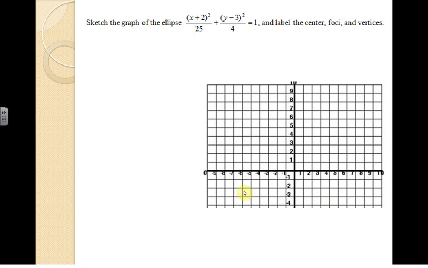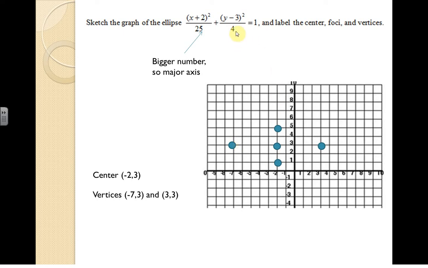All right, so how are we going to do this? Well, easiest thing is first to identify the center. Then notice if it's short and fat or tall and skinny. I realize that the bigger number is under the x, so I know that I'm going to have a short and fat ellipse. So we're going left 5 and right 5, because this is a squared, so 5 would be the square root of that. And then we're going up 2 and down 2 because the square root of 4 is 2. You plot your center point just like you did for parabolas. It's the opposite, so (-2, 3). And then just connect your dots in a nice little oval.